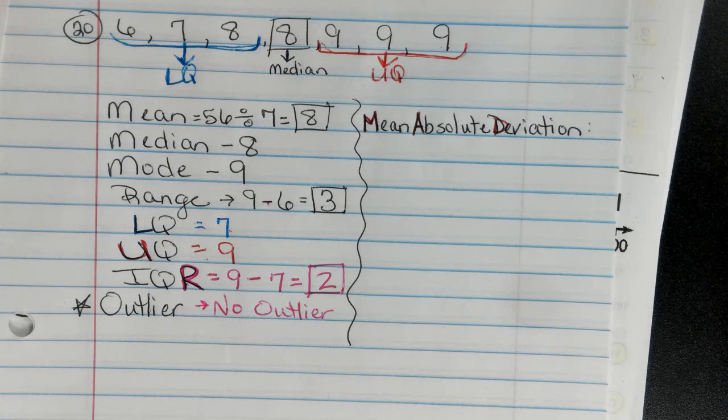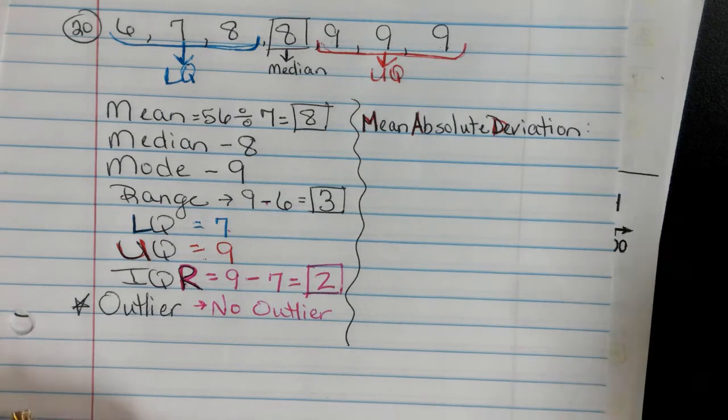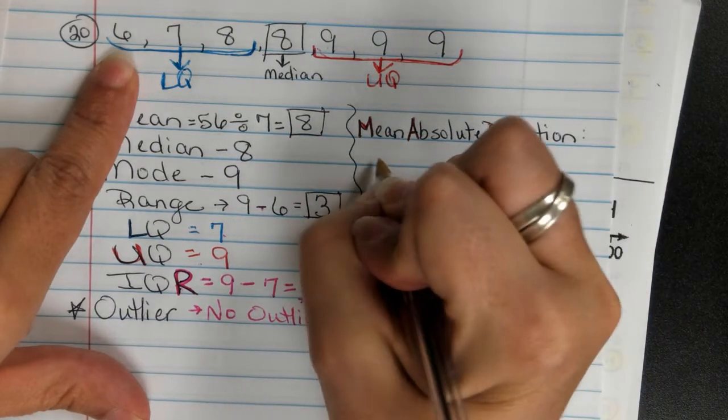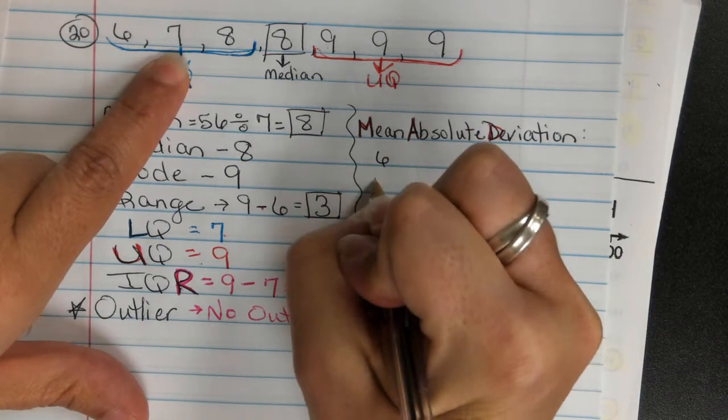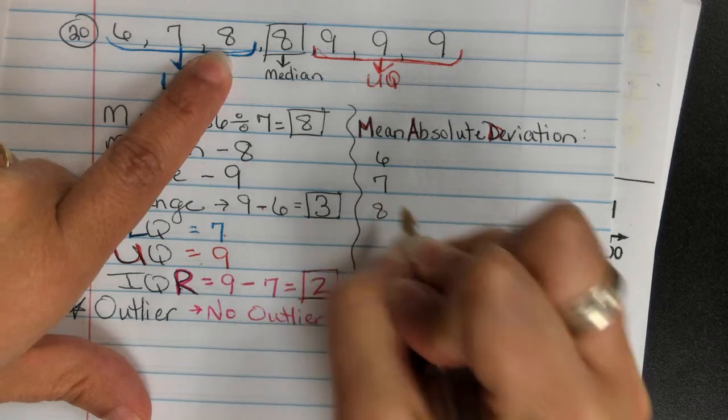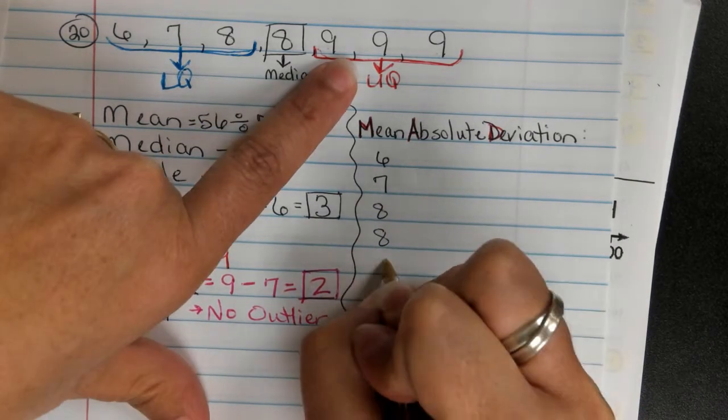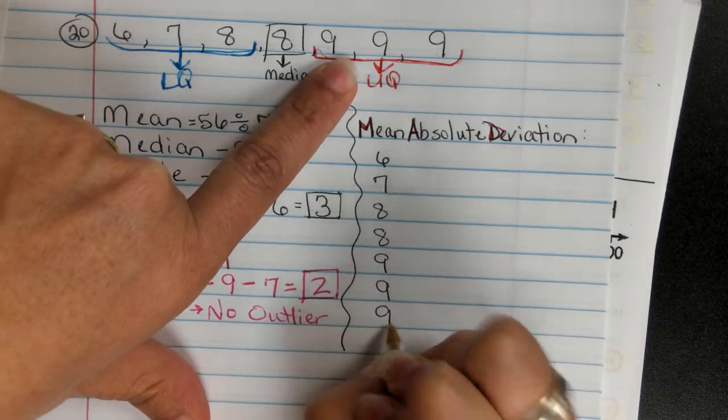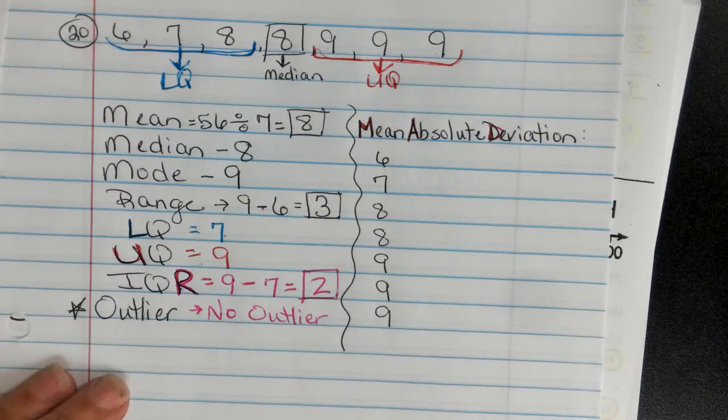Step 1 is, we list the data. Whatever numbers you have, we need to list them going down. So, let's start with that. There is a 6, there is a 7, an 8, and an 8, and all three 9s. That is step 1. List the numbers.